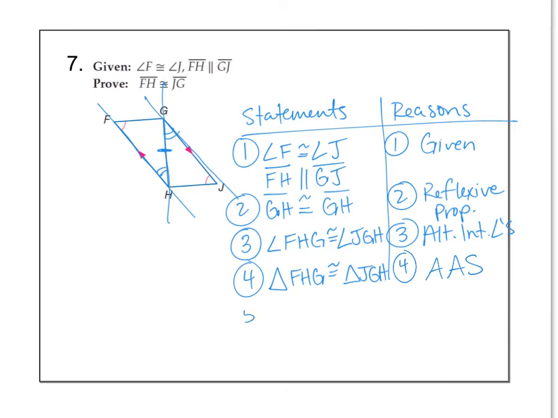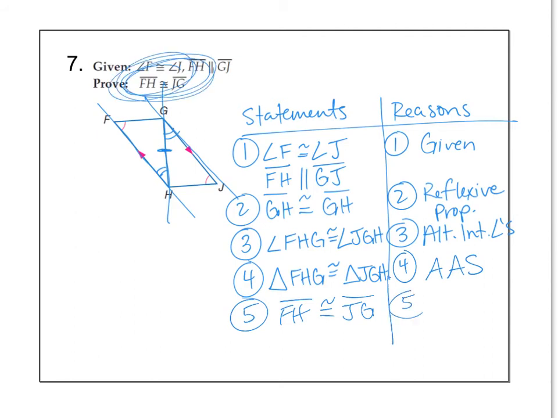Now that I know the triangles are congruent, I can finally prove segment FH is congruent to segment JG. Now notice this is up at the top. This is the thing I'm trying to prove. That will always be my last statement. And the reason I know that's true is because corresponding parts of congruent triangles are congruent. So because in step 4 I said the triangles were congruent, then in step 5 I can say their parts are congruent.